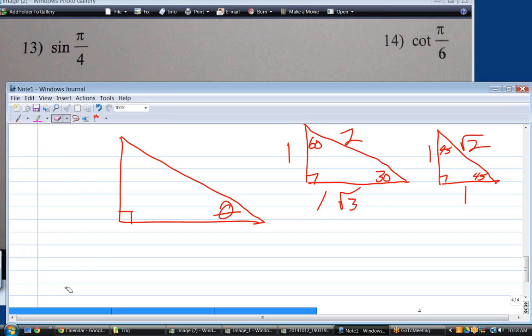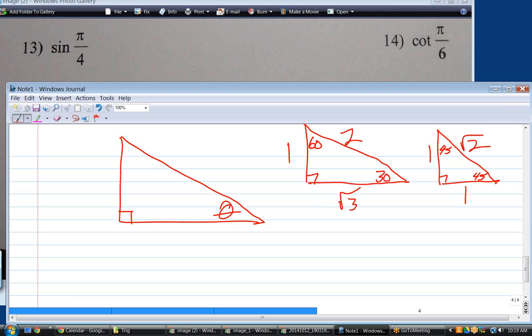So what's the sine of pi over 4? So that was 45, so 1 over root 2, so root 2 over 2. Okay, cotangent of pi over 6. So that was 30, so tangent, 1 over root 3, so root 3 over 3.